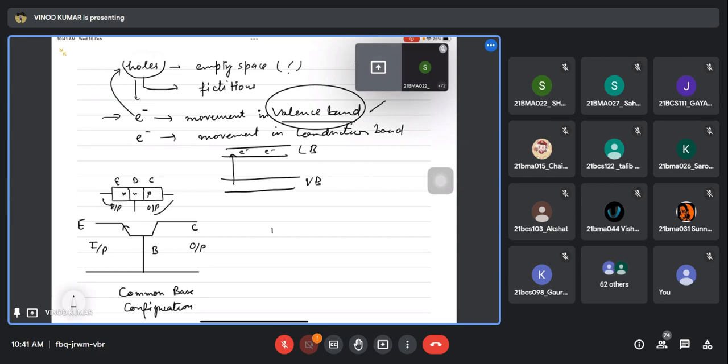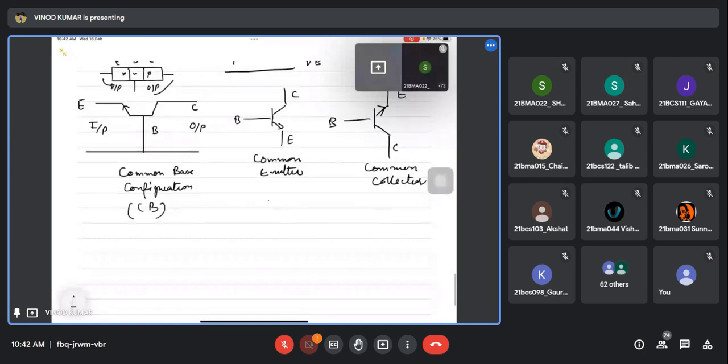Then we have this is common emitter, because emitter is common to, ये आपको पता ही है, but I'm just revising it. And then we have common collector. So this is base, this is collector, and this is emitter. So this is common collector configuration. Means collector is common to input and output side, right? So CB, CE, and CC configurations are with us.